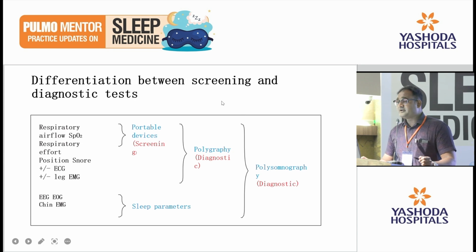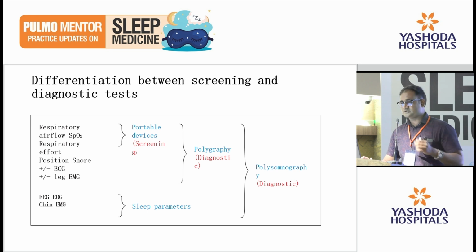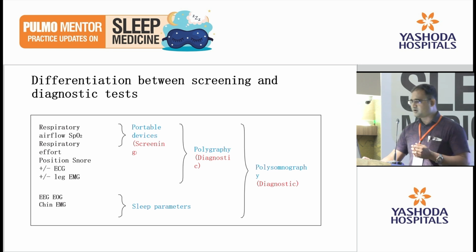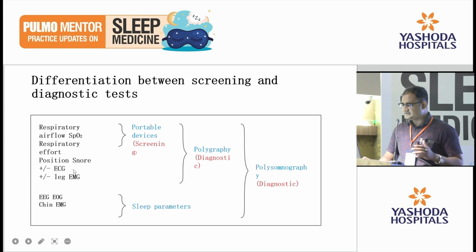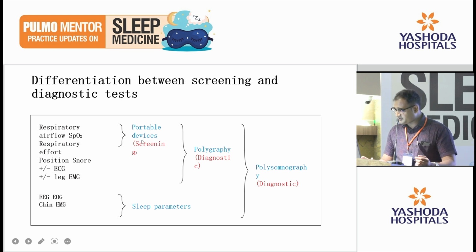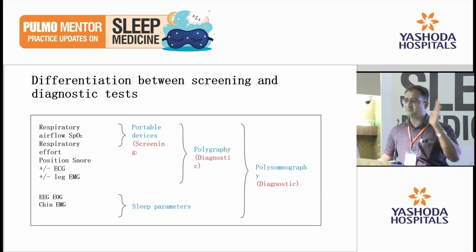As I've already mentioned, the sleep parameters are EEG, EOG, and EMG. These 3 are required for sleep stages. I will be focusing on sleep stages in the next talk. The rest of the parameters, like respiratory airflow, effort, and snoring channel, are used in portable polysomnography. This is known as polygraphy. When polygraphy is combined with sleep parameter detection, it is known as polysomnography. That is the difference between polygraphy and polysomnography.